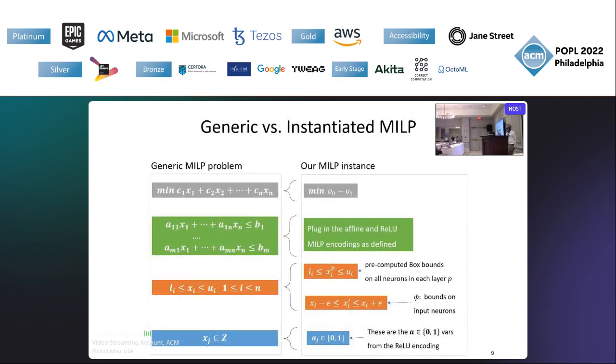The generic MILP problem asks to maximize or minimize a linear objective function. In this case, this would be just the difference between the two output variables. In terms of linear constraints, you would just plug in the constraints from the affine layer and the ReLU MILP encoding, and then you would provide bounds for each variable in the network. You can compute these bounds by box analysis or other kinds of analysis that I will introduce. And then for each ReLU, you would have an integer variable.